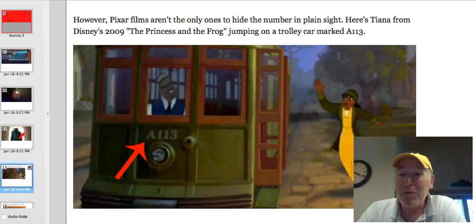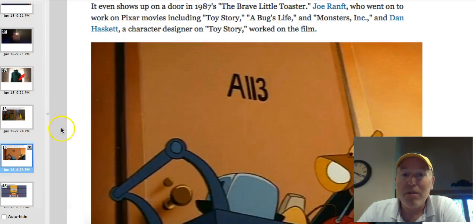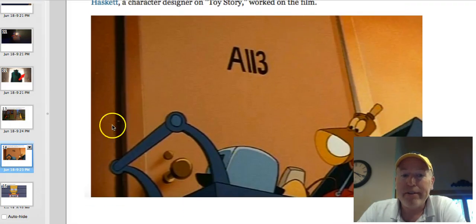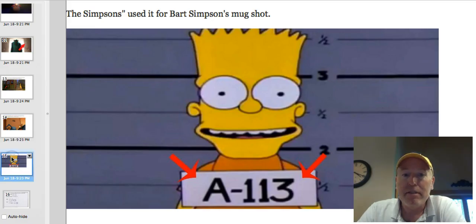Pixar films aren't the only ones to hide the number in plain sight. Here's Tiana from Disney's 2009 The Princess and the Frog. Good old A113. Here's another one, 1987, The Brave Little Toaster. And it's not just that, Bart Simpson. Anyway, I thought that was kind of cool.